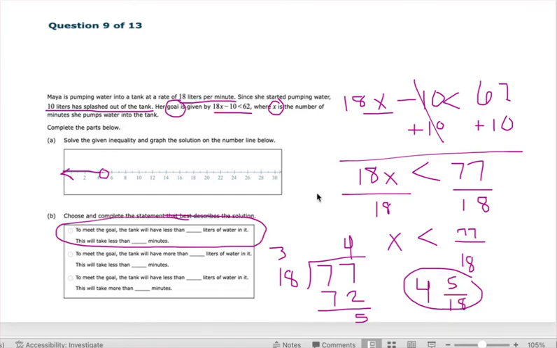Okay, yeah, I just had to reread the problem. It says her goal is given by this right here. So this is her goal right here. So less than 62 liters and less than 4 and 5:18 minutes. I just had to read the problem carefully, and I had not read it very carefully.